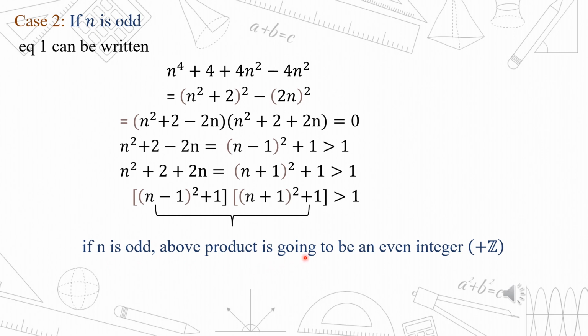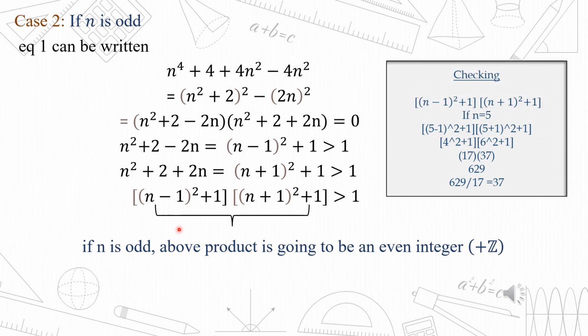So let's check whether it is true or not. Let's take n is equal to 5. When we substitute 5 in the place of n, we'll get 5 minus 1 whole square plus 1 into 5 plus 1 the whole square plus 1, which is nothing but the product of two integers, that is 17 and 37. The product of 17 and 37 is going to be 629. The 629 is clearly divisible by 37. Therefore, we can say that the product of two integers in this case is a composite number.